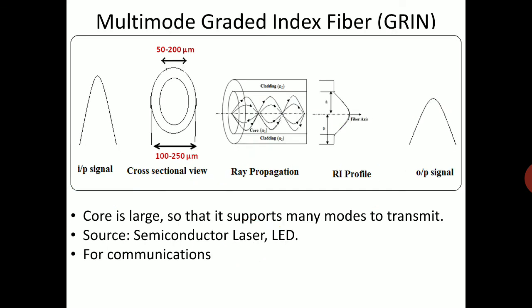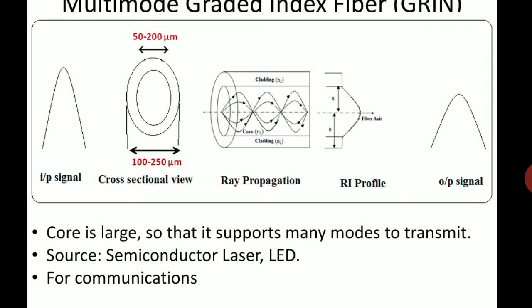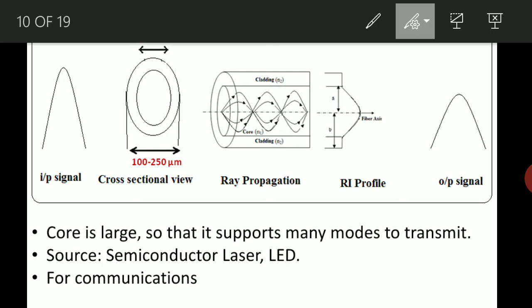The third type is nothing but the multimode graded index fiber. This is the third type of the fiber, that is nothing but the multimode graded index fiber. Usually it is known as GRIN, graded index fiber. Once again, based on the particular diagram, we would like to explain.